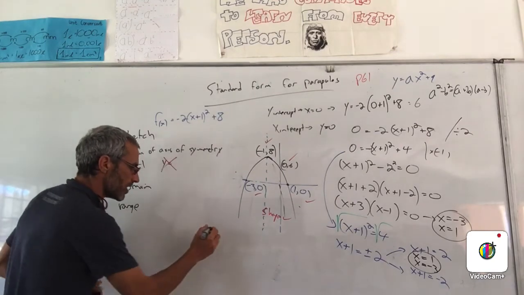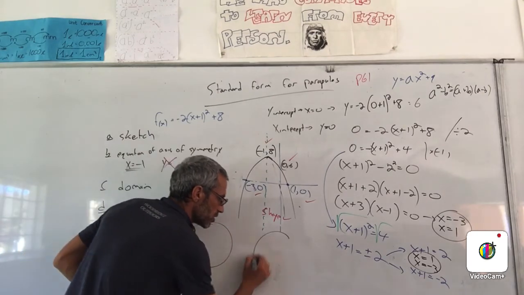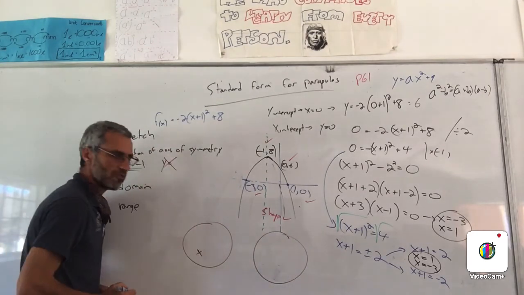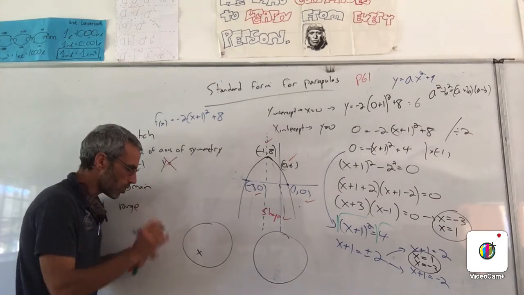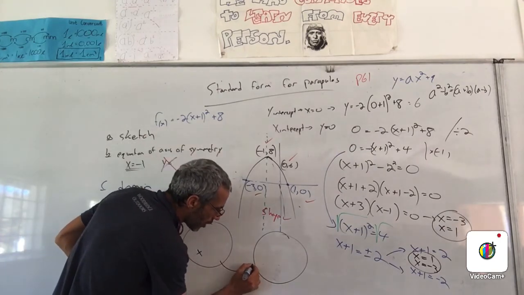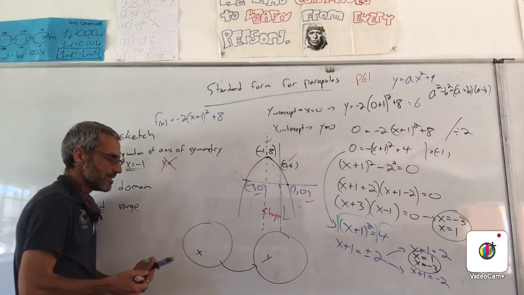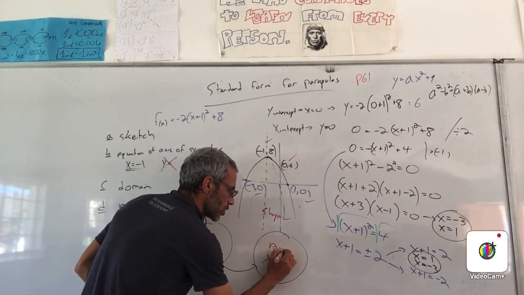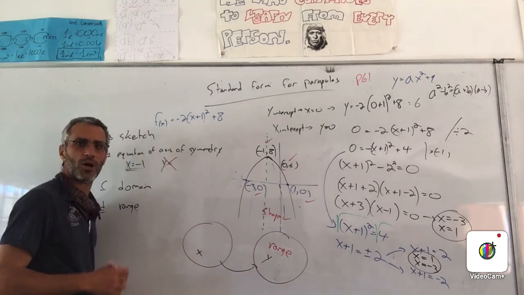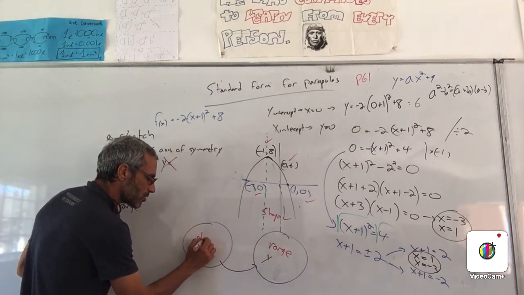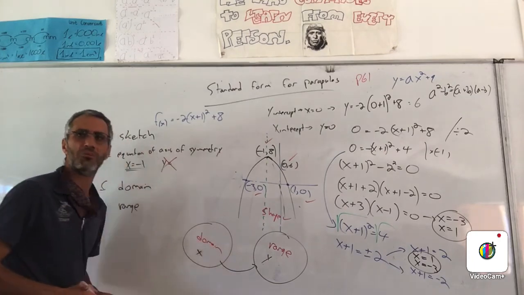So what you're going to think about is like this. We've got a whole bunch of numbers that we call x's, and then they are going to another group of numbers that we call the y. This is your range. The set of possible y is called the range. All the possible x we call the domain.